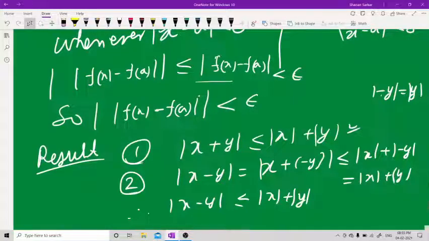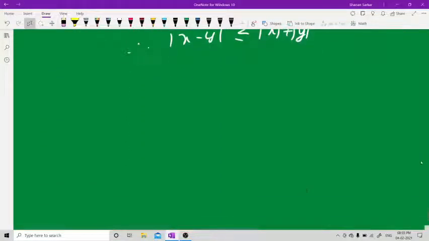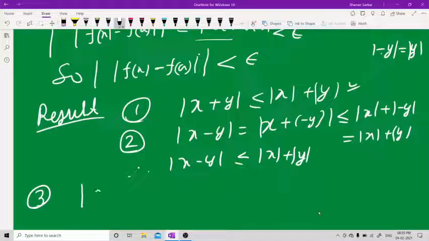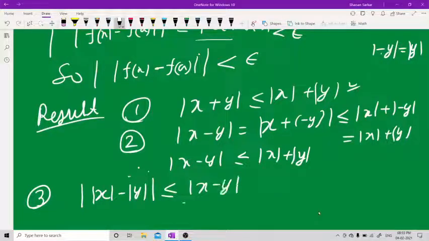Now the third result, which I have used here: mod of mod x minus mod y is always less than or equal to mod of x minus y. Keep this in your mind. This is the result I've used. I have used this as f(x), this as f(a), then this is |f(x) minus f(a)|, and this is less than epsilon.